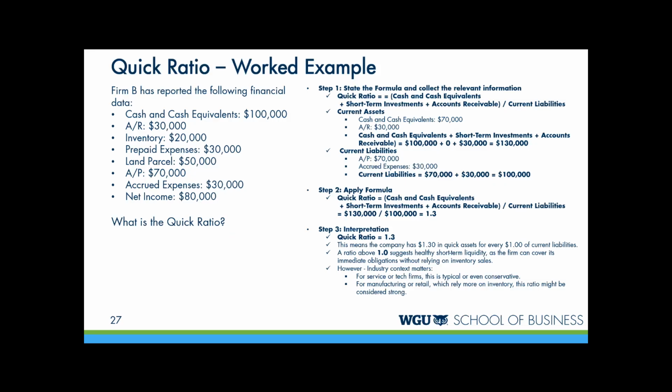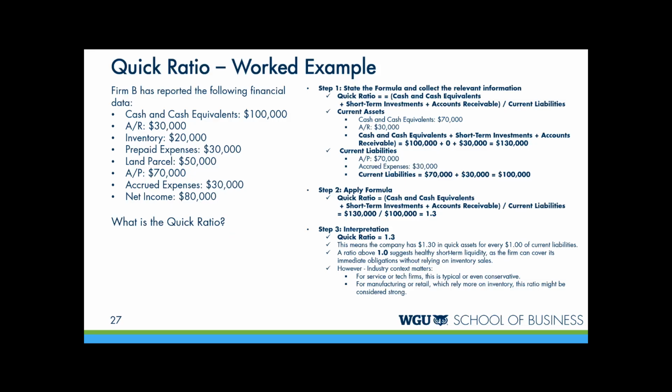And we said a general rule of thumb, general guideline is that a ratio above 1 suggests a healthy short-term liquidity because the firm can cover its immediate obligations without relying on inventory sales. Because remember, inventory is not included. So this is actual cash and cash equivalents that we can use to meet obligations.